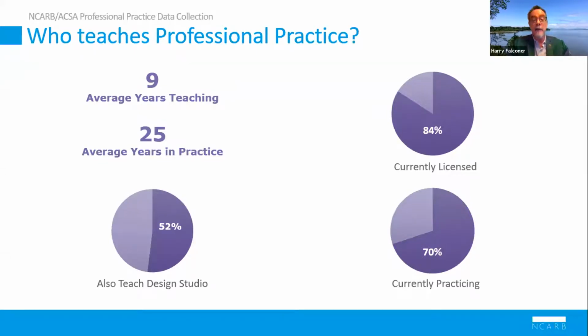One of the questions has always been who actually teaches professional practice. The rumor has been that it's just adjuncts, people who teach 1 or 2 hours a month. They don't really practice. They just sort of come in and teach for an hour or 2 every now and then. So we did our research, and the research actually does tell us that the average years of teaching are 9. The average years of practice for most of you that are teaching professional practice is 25 years.